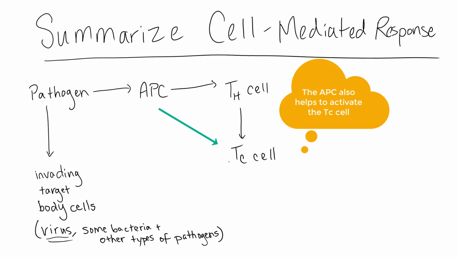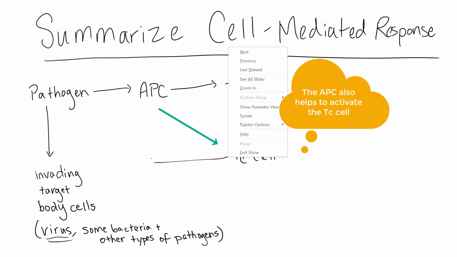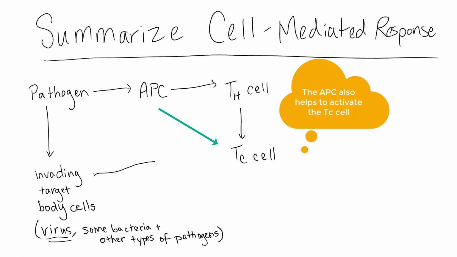So now we have an activated cytotoxic T cell, and that cytotoxic T cell will come and bind to the MHC. Here we have an MHC1 antigen complex on that targeted body cell, and the TC cell will recognize that, and then we get cell lysis. The purpose of that is to prevent pathogen replication inside of the cell.